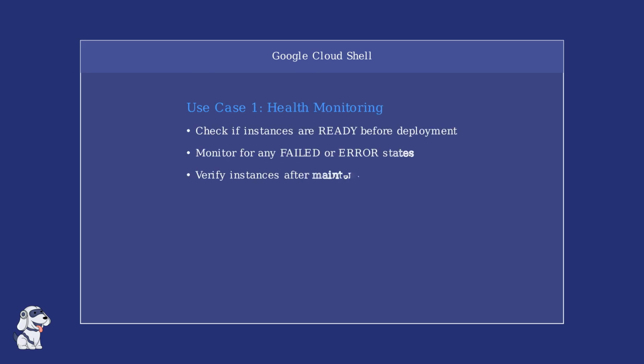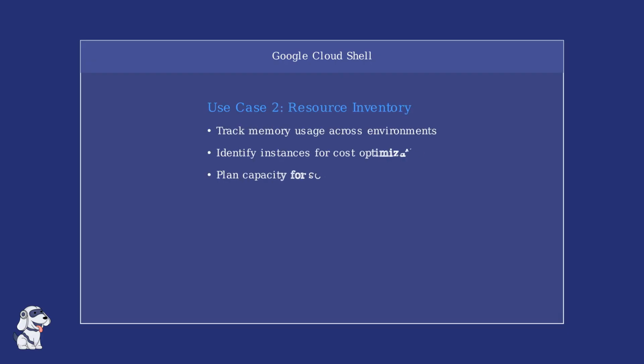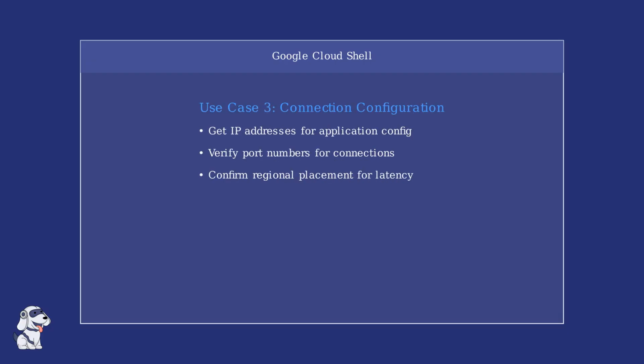First, health monitoring. You can quickly check if all your instances are ready before deploying applications, monitor for any failed states, and verify everything is working after maintenance. Second, resource inventory management. You can track memory usage patterns, identify underutilized instances for cost savings, and plan capacity for future scaling needs. Third, connection configuration. The list command provides the exact IP addresses and ports your applications need, helping you configure environment variables and verify regional placement for optimal latency.